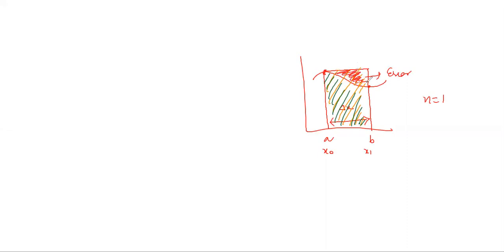You can see the area of the rectangle is quite a bit bigger than the actual area under the curve. So if you write that this is approximately equal to f(x0) into delta x, where delta x is obviously the length of this interval, which is actually b minus a, that means this is a very poor approximation because you have considered just one rectangle.